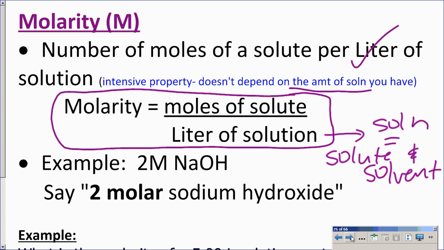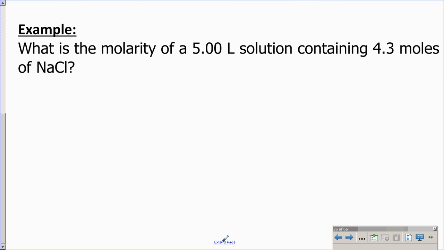Okay, for this first example, I'll do a couple lead ones with you, and then you guys can do some by yourself. What's the molarity? So stop here. What am I looking for?